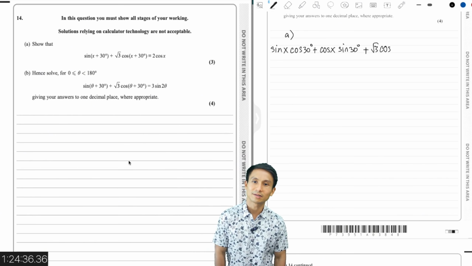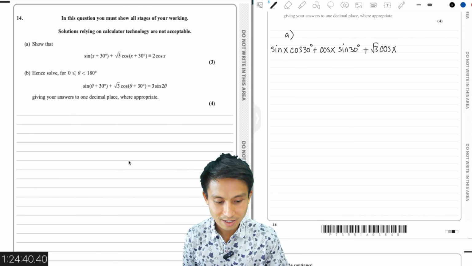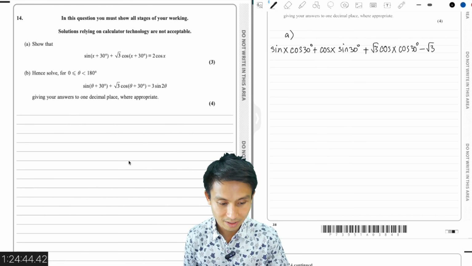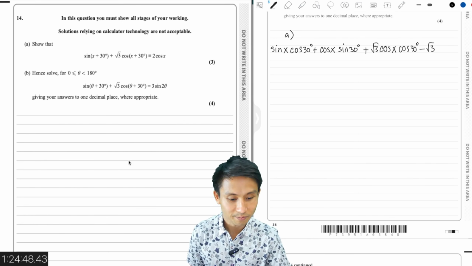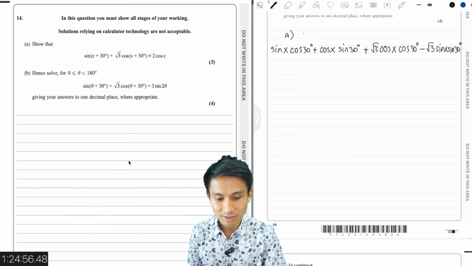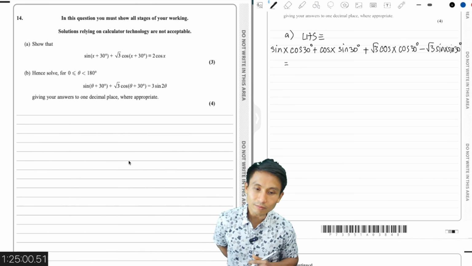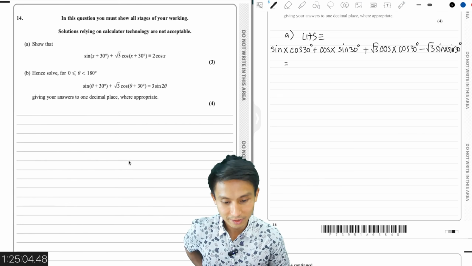cos A cos B minus, I have expanded the root 3 in here as well, and then sin A sin B, right? So that's just the left hand side equals that. Okay, let me double check everything. cos A cos B minus sin A sin B, yeah, okay.